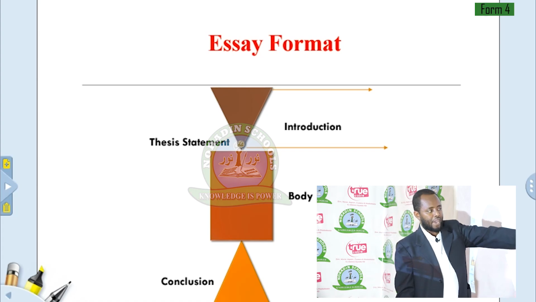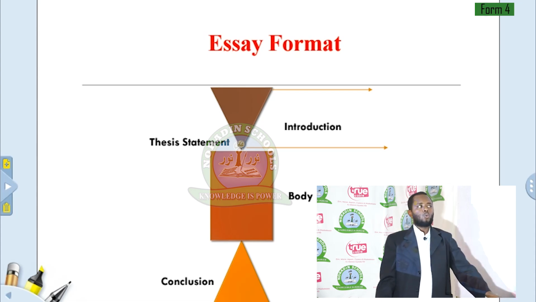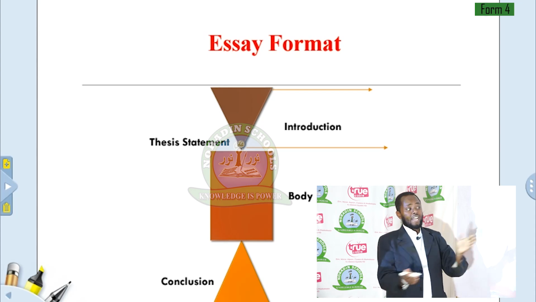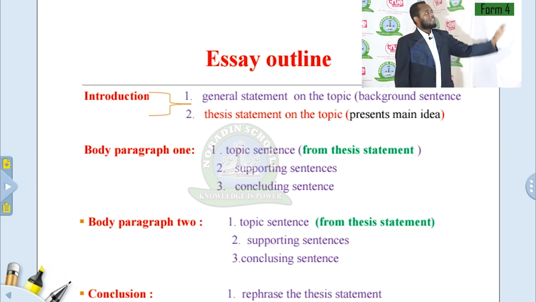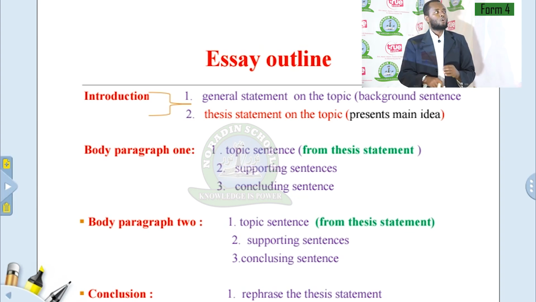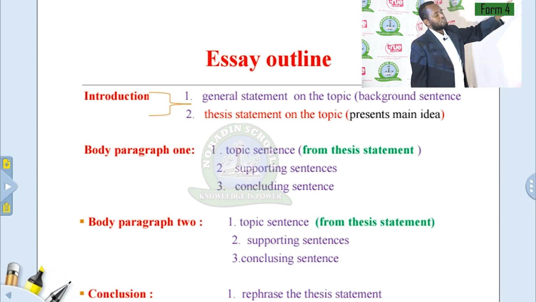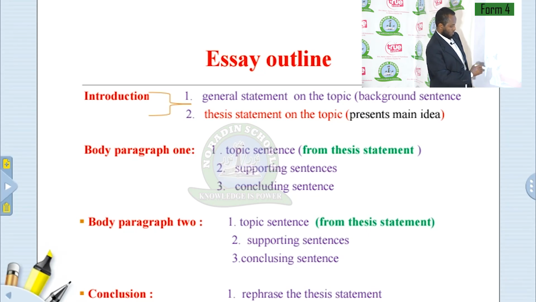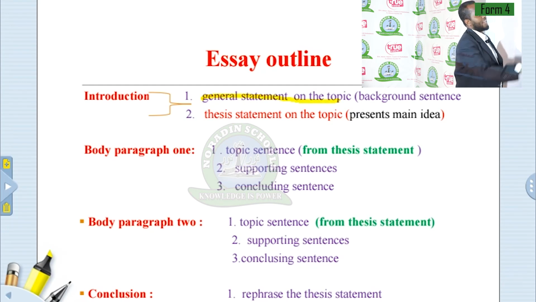And this is the body paragraphs. It's a triangle. So it talks about different ideas or different paragraphs. So essay outline, introduction: a general statement on the topic, a background sentence. Thesis statement on the topic, it presents the main idea. For example, the introduction contains two parts, general idea and thesis statement, which presents the main idea.